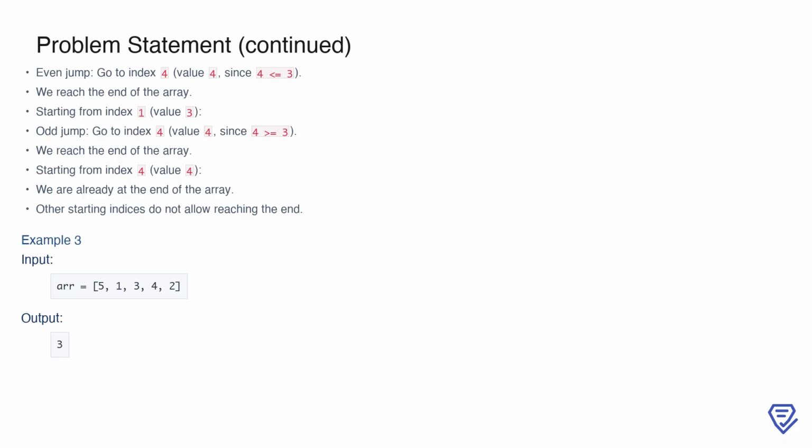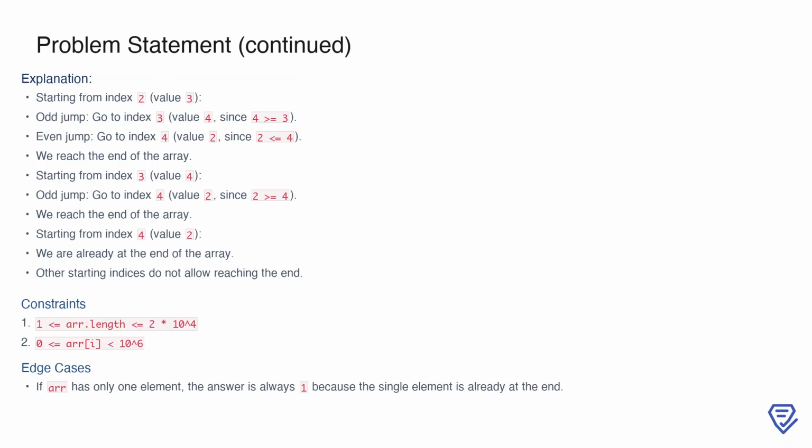Similarly, starting from index 1, the odd jump directly takes us to index 4, which is the last index. Starting from index 4 itself, we are already at the last index, so it is also good. No other starting indices allow us to reach the end. Here's another example with the array ARR equals 5, 1, 3, 4, 2. The output is 3, as there are 3 starting indices that are good.